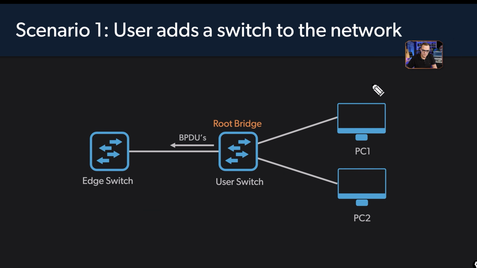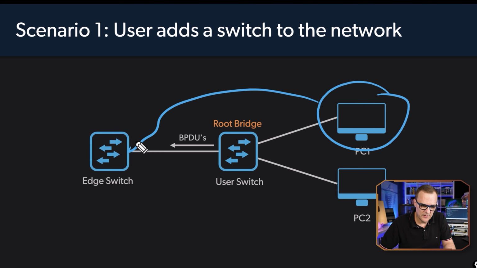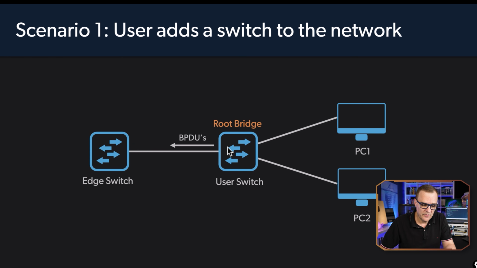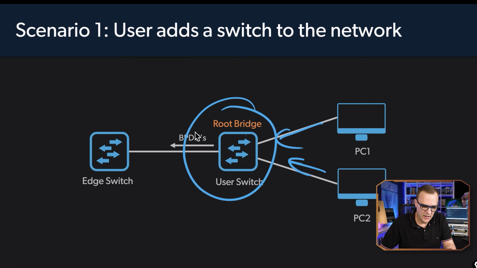Now a user with a PC may be connected directly to a switch, but may decide that they're going to use a switch to allow two PCs to connect to the network. In that case, BPDUs may be sent by that switch, and this switch could potentially become the root bridge. Remember, lowest MAC address, lowest priority becomes the root bridge, which means that an old switch could potentially become the root bridge of your topology.